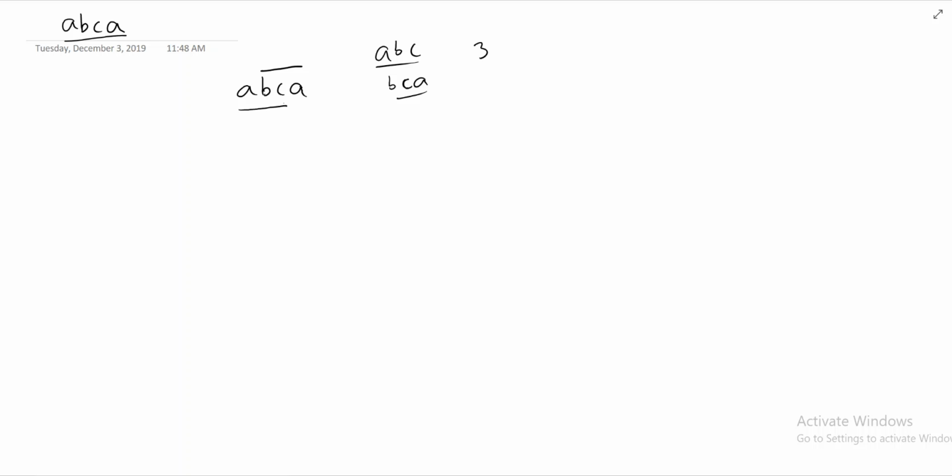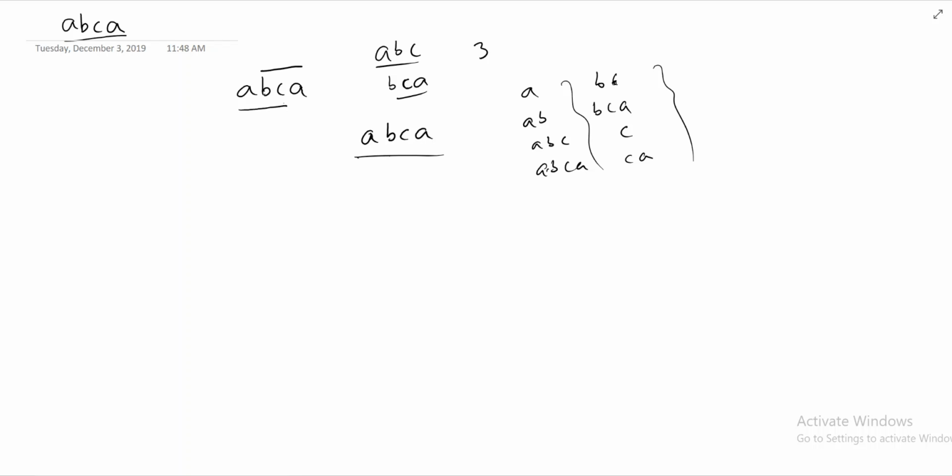So one naive approach is to consider all the substrings possible. So what are all the substrings possible? You'll take A, and consider A, B, then A, B, C, and A, B, C, A, and then B, C, B, C, A, and then C, C, A. So all these are the possible substrings.